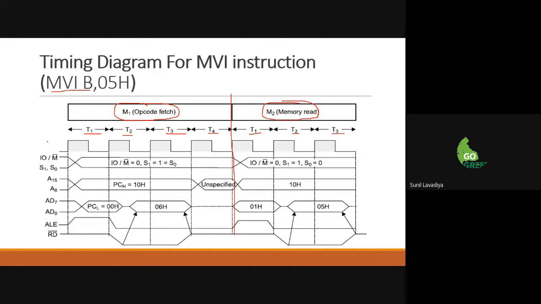What is the name of the first line? Clock, yes. I'm writing the short form, CLK for clock. So the clock pattern I have drawn. You can also draw it as per our morning lecture. Once it ends, you have to make sure it has ended. Then the second T state, third, fourth, then again T1, T2, T3.